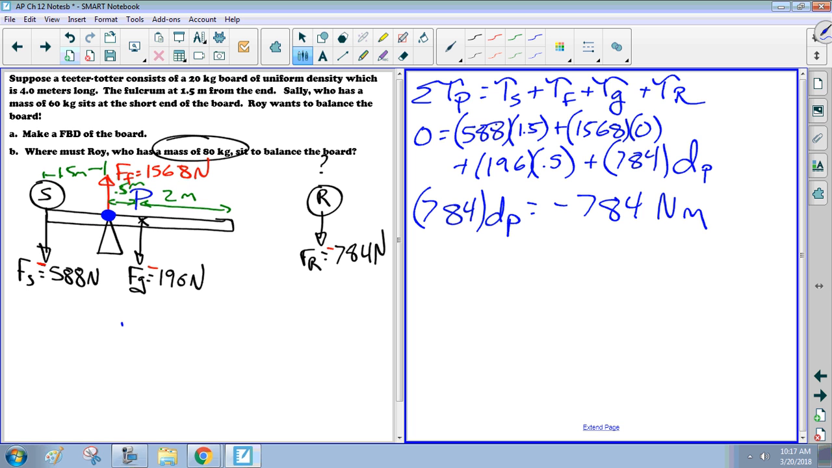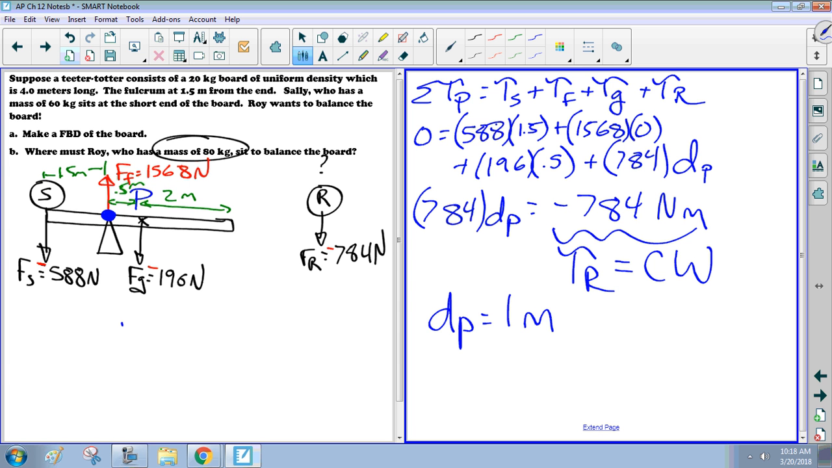Follow? All right. So remember, the signs on your forces and distance do not bear any correlation to the sign on your torque. What this is telling me is that the torque from Roy has to be negative, therefore clockwise. So which direction is Roy's force going to be? Down. So where do I have to put him on my board to create clockwise torque? On the other side. Okay? So my D is actually 1 meter to the right of my pivot point. So I don't know how you want to write that. 1 meter from the pivot point on the opposite side of Sally or whatever. So 1 meter to the right of the fulcrum.